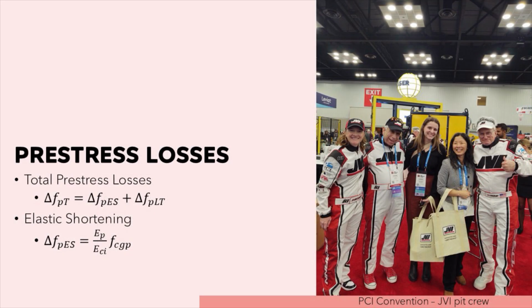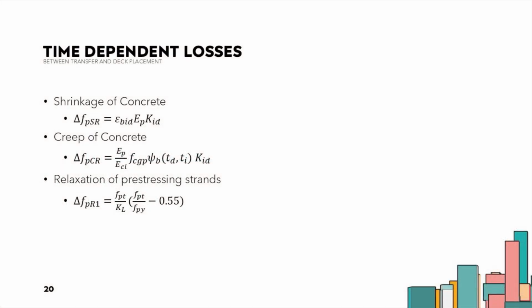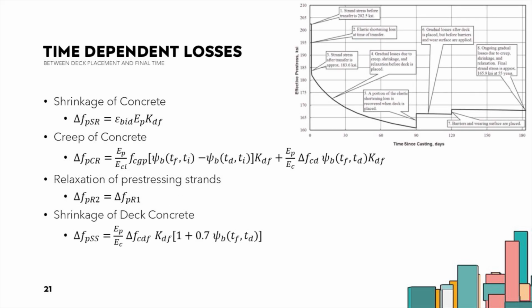In order to determine the total loss in pre-stressing steel, you need to combine the sum of all losses or gains due to elastic shortening or extension at the time of the application of pre-stress and/or external loads with the long-term losses due to shrinkage and creep of concrete and relaxation of steel after transfer. The time-dependent losses between transfer and deck placement differ from those between deck placement and final time. It is essential to determine the shrinkage of concrete, creep of concrete, and relaxation of pre-stressing strands for both phases. Adding all of the time-dependent losses with the loss due to elastic shortening will give you the total pre-stress losses.